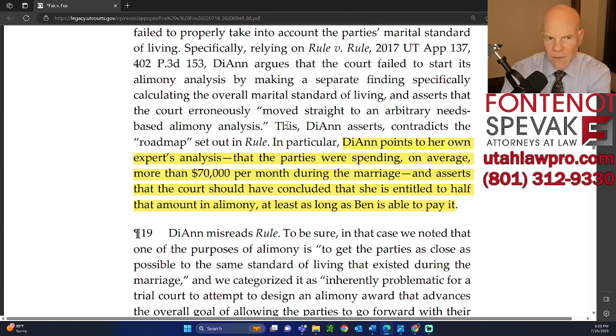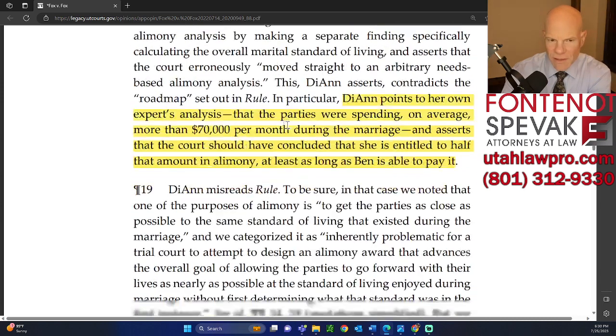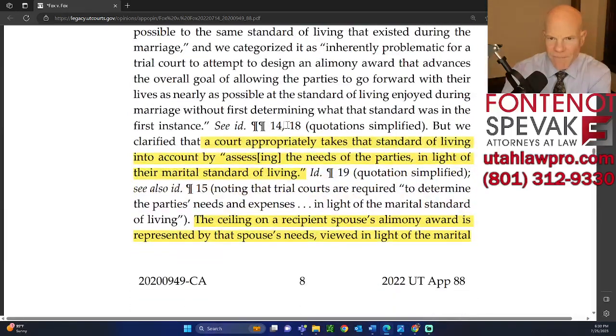Deanne points to her own expert's analysis that the parties were spending on average more than $70,000 per month during the marriage and asserts that the court should have concluded that she is entitled to half that amount in alimony, at least as long as Ben is able to pay it. The court did not take that approach. What the court did is just looked at her financial declaration.